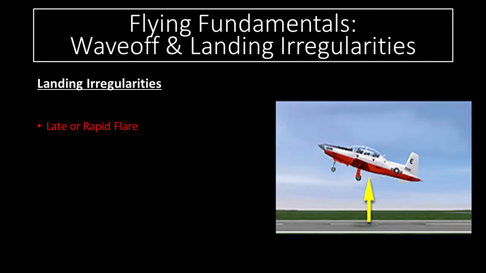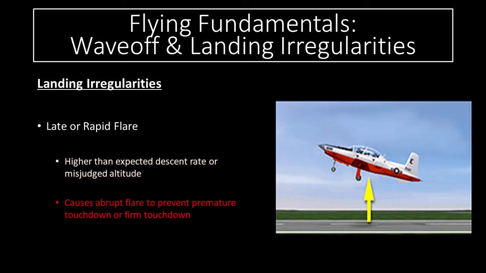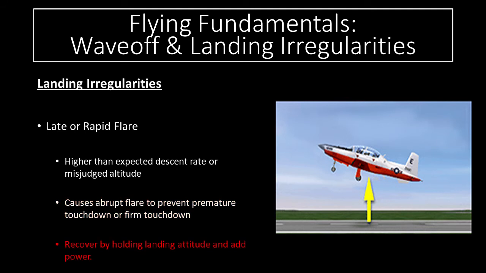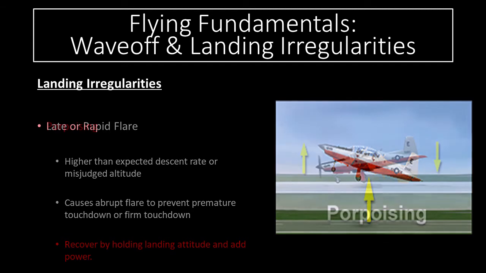This may result in you landing farther down the runway, but you'll land safely. A late or abrupt flare is a result of higher than expected descent rate or misjudged altitude. This is commonly referred to as snapping the stick. The misjudgment of altitude causes the pilot to abruptly flare to prevent a premature or firm touchdown. This abrupt flare can potentially lead to an accelerated stall due to the aircraft's slow airspeed and current configuration. To recover, hold the normal landing attitude and add power. Using power increases thrust and lift, decreasing the aircraft's angle of attack, enabling a recovery or wave off.